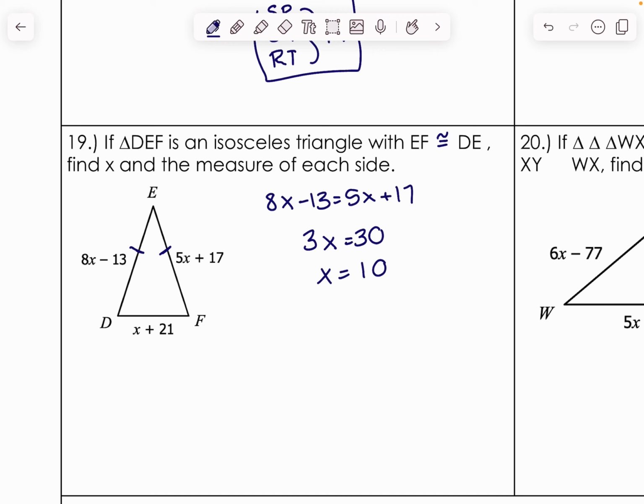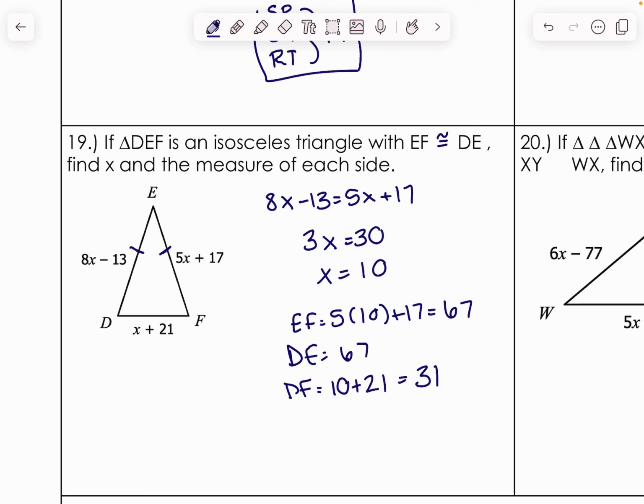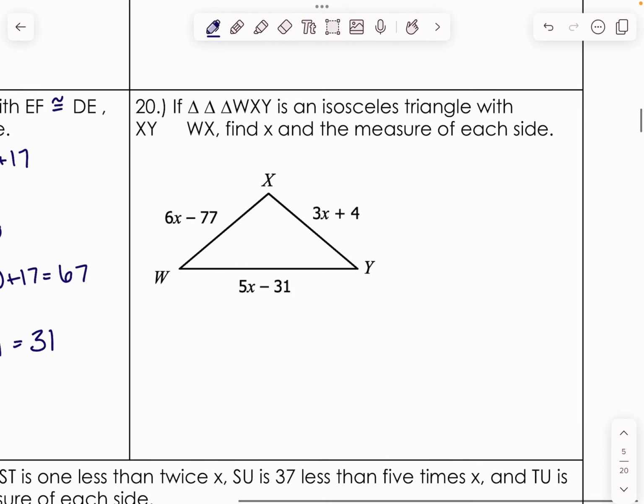And then it does say find measures of each side. Two of them are going to be the same. So we know that EF is 5 times 10 plus 17. So that's going to be 67. So then we would know that DE is also 67. And really the only thing left that you would have to do is plug it in for DF. So 10 plus 21 is 31. Okay, so go ahead and give number 20 a shot.